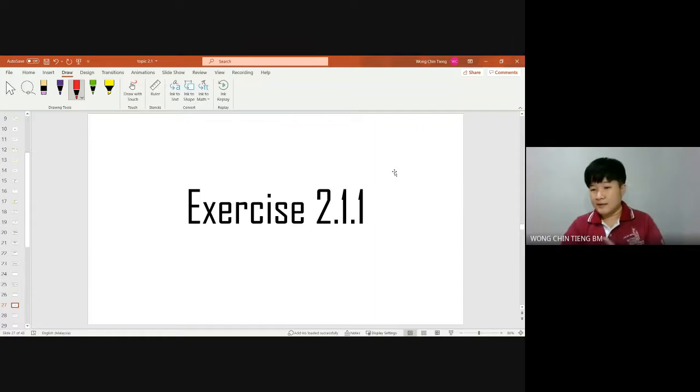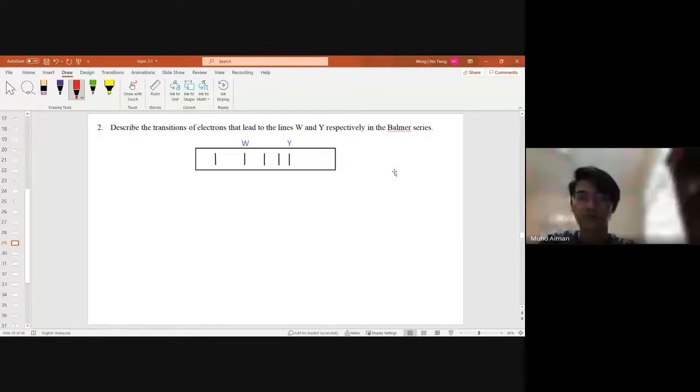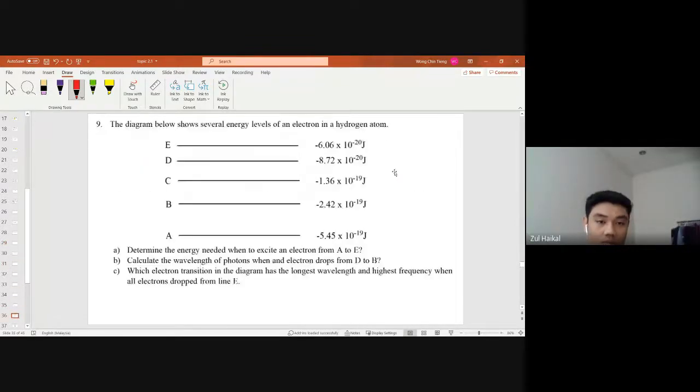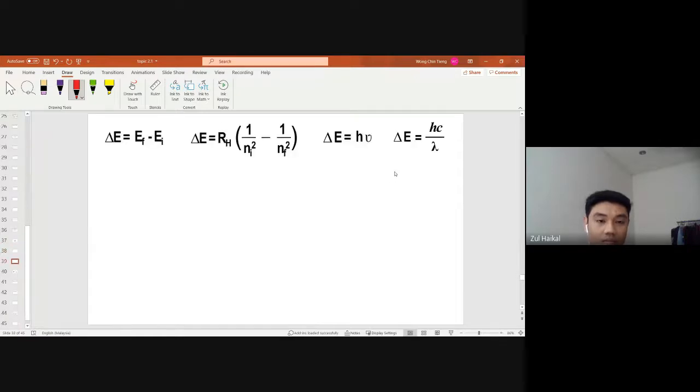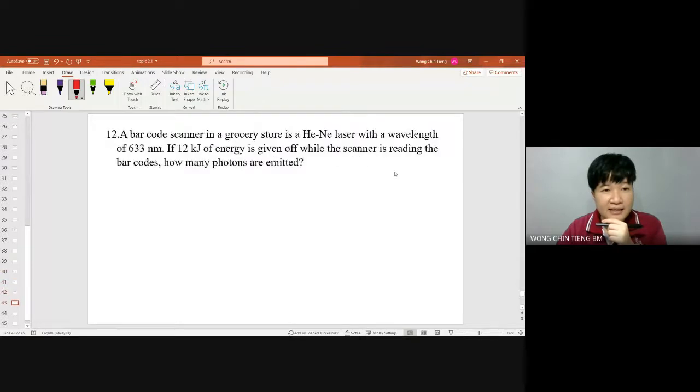Just very quickly, we have a few more minutes. We have about 10, 20 minutes. Which question can you not do at all? You read and don't understand at all. Zul? Question 10. Okay. Questions 10, 11, 12, whatever, are related to ionization energy. So you can leave the set, or you can watch the ionization energy video and then do it.